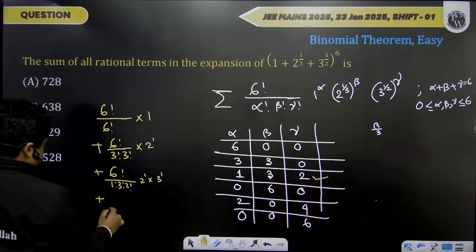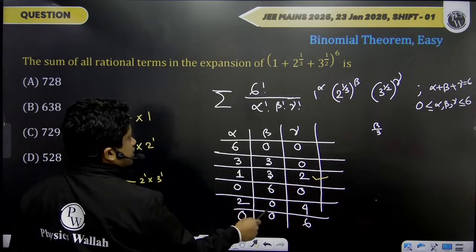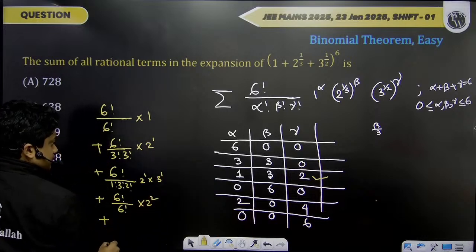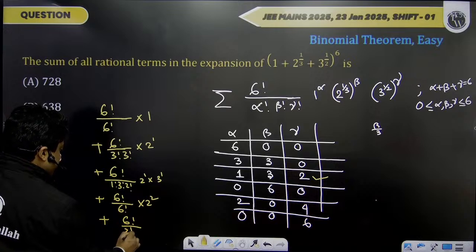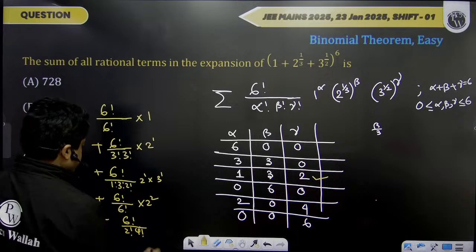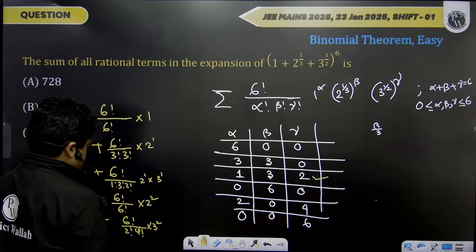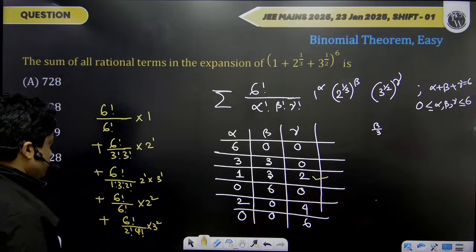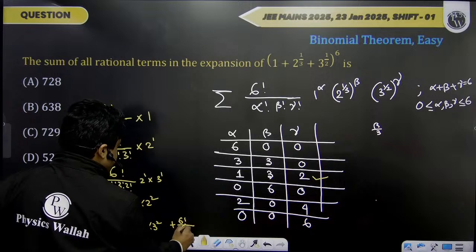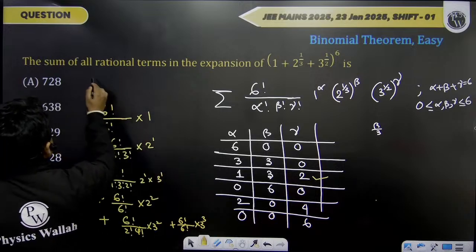Next, this will be 6 factorial upon 6 factorial, then alpha 0, gamma 0, beta is 6. So this will be 2 square, right? Plus 6 factorial upon 2 factorial, 4 factorial into alpha 1, gamma is 4. So this will be equal to 3 square. So this is kind of a little bit lengthy question for calculation. Next, 0, 0, 6, right? 2, 0, 4. So this will be equal to 6 factorial upon 6 factorial into 3 power 3. So let's add it up.